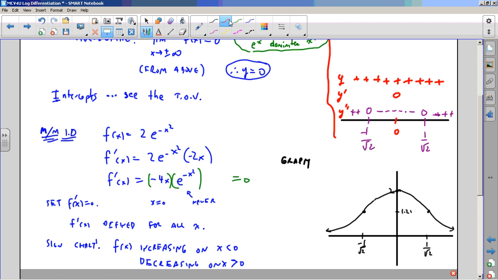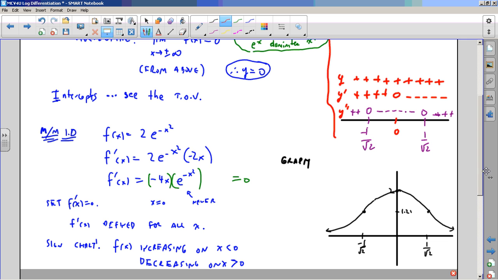For values less than 0, x is negative. Negative 4 times a negative number would be positive. This is always positive. So positive times positive is going to be positive. So it's increasing for values of x less than 0, and then decreasing for values greater than 0, because for values greater than 0, this thing will be negative times a positive, which is a negative. This is always positive, so a negative times a positive is going to be a negative. And then I see it's increasing up to 0 and decreasing after 0.